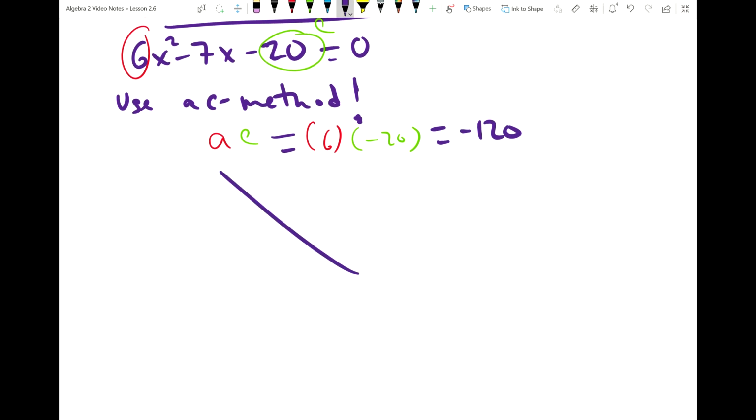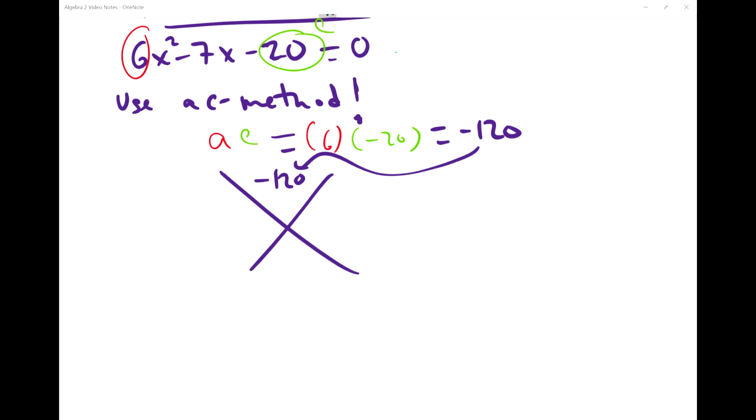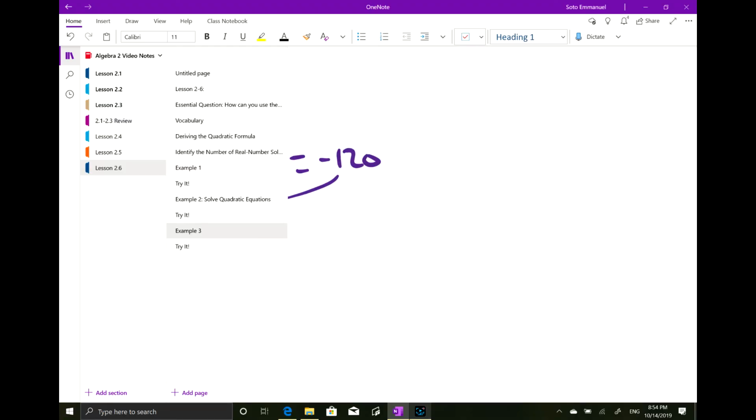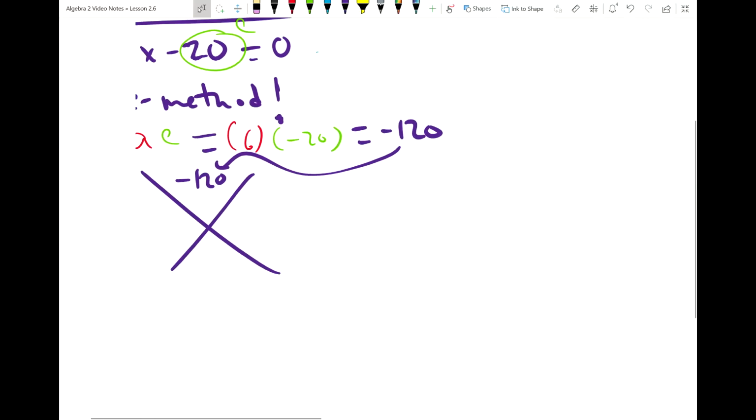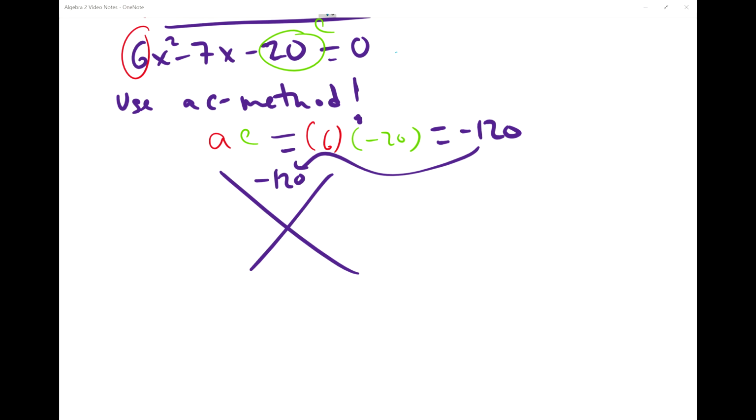And then you set up your X table, remember? Negative 120 goes on top, and the negative 7 goes on the bottom. So we need to find two numbers that multiply to negative 120 and add up to negative 7. So what are those two numbers? Let's see if we can find them.